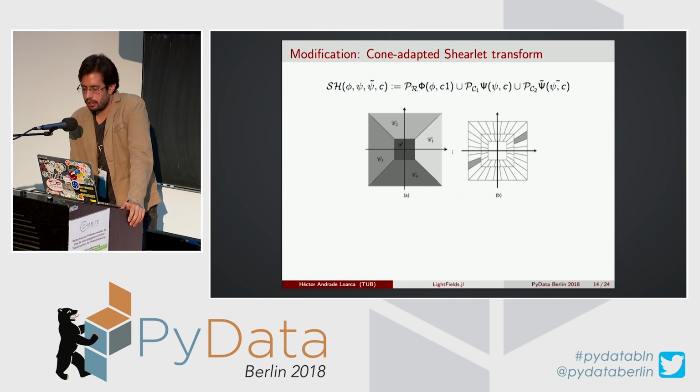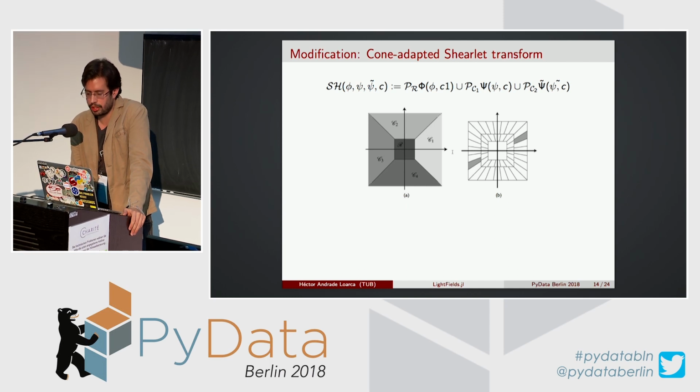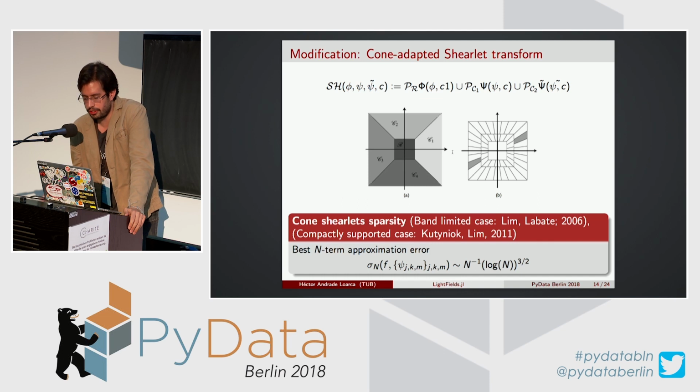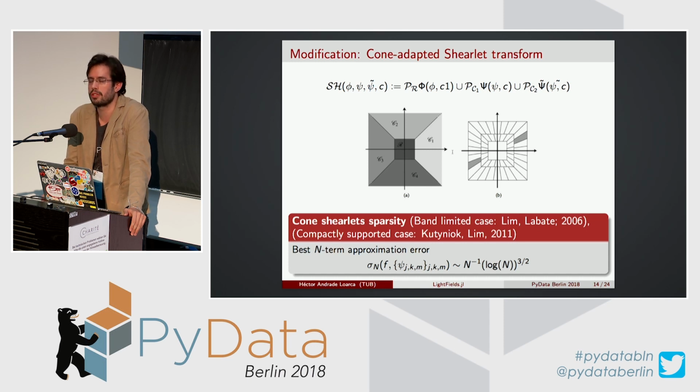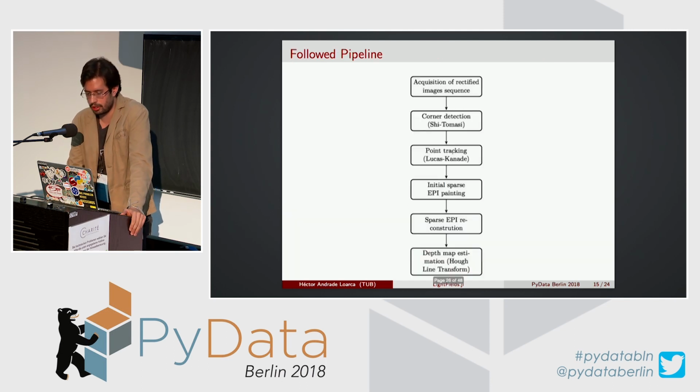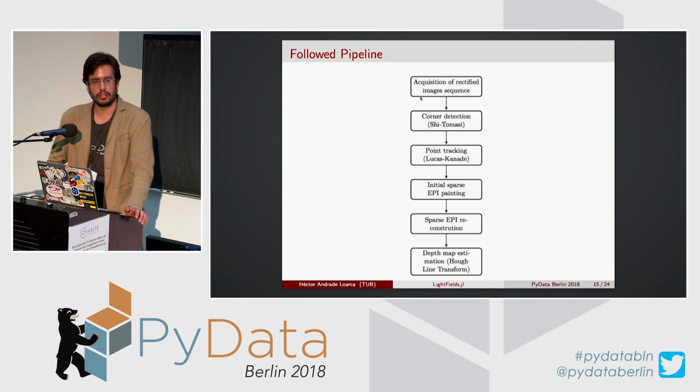A slight modification of this system is called the cone-adapted shearlet transform, where you divide, say, the Fourier space into different cones, and then you take the shearlet transform in each of these cones, and it gets this bound given by Donoho. So basically, shearlets are a good frame to sparsify images, as well as a good frame to compress images. And that's where I'm using it. So this is basically the pipeline I follow for depth map estimation. First of all, you acquire a rectified image sequence, which is taken in a straight line.